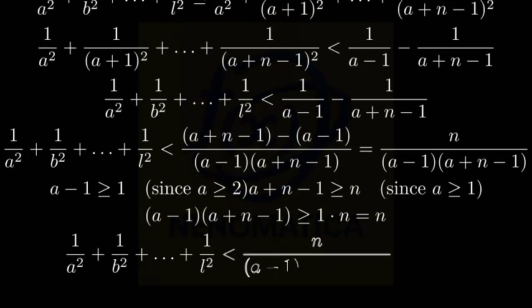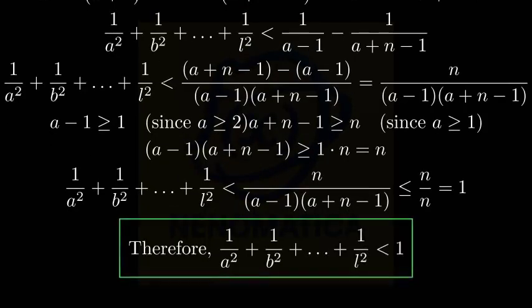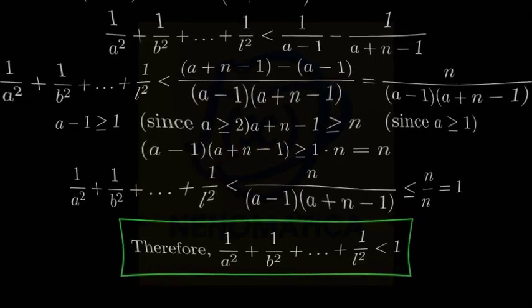Since the denominator in our fraction is at least n, we have 1 over a squared plus 1 over b squared, and so on, up to 1 over l squared, is less than n over n, which equals 1. Therefore, we have proven that the sum of any selection of fractions from 1 over 2 squared, 1 over 3 squared, 1 over 4 squared, and so on, is always less than 1.